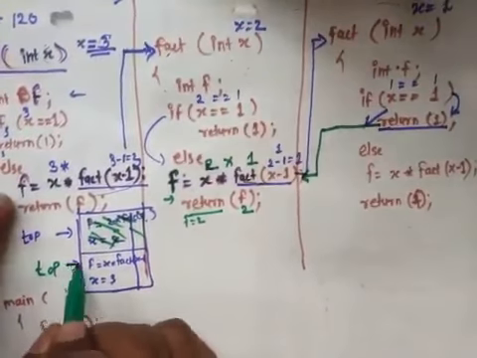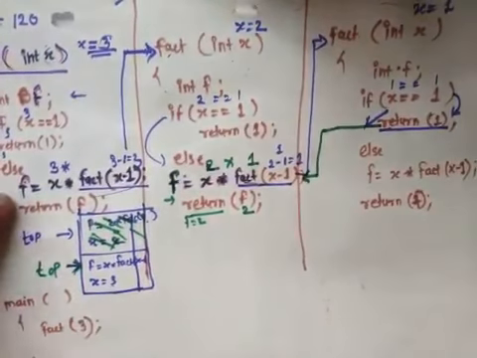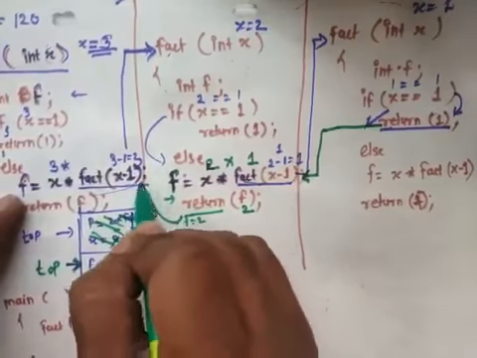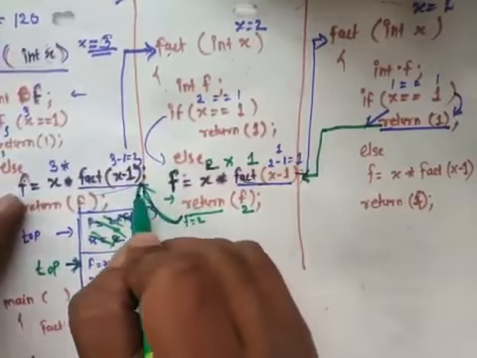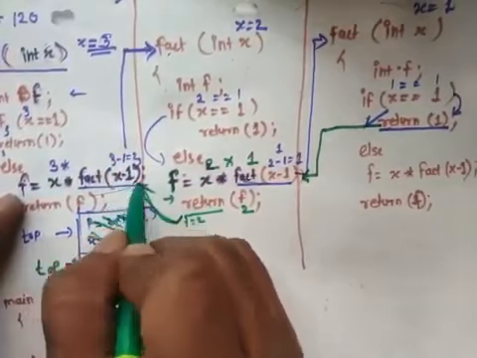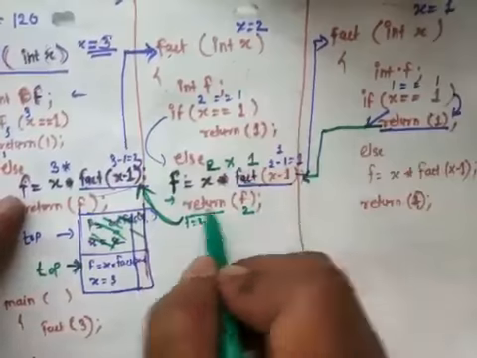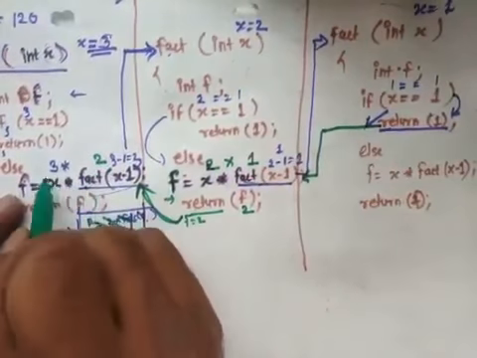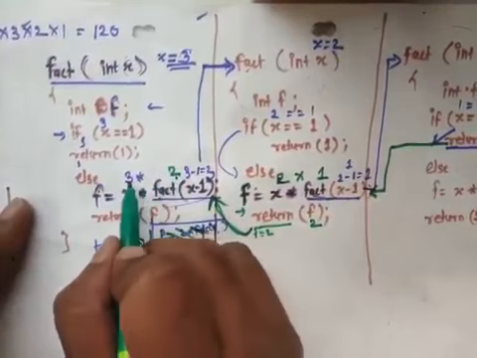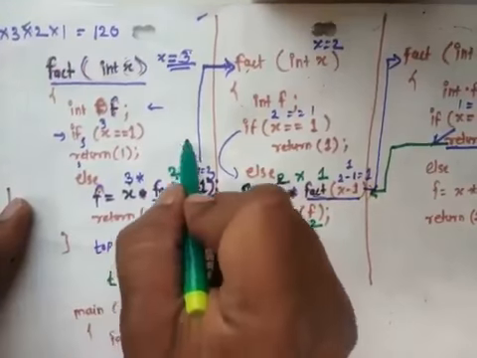So we are going to pop this from the top of the stack and put it here. So now your control returns to here. Control returns to here. And here we are returning that fact of x minus 1, that is 2 factorial, to this function. Now here what happened? 3 into 2, that is equal to 6.